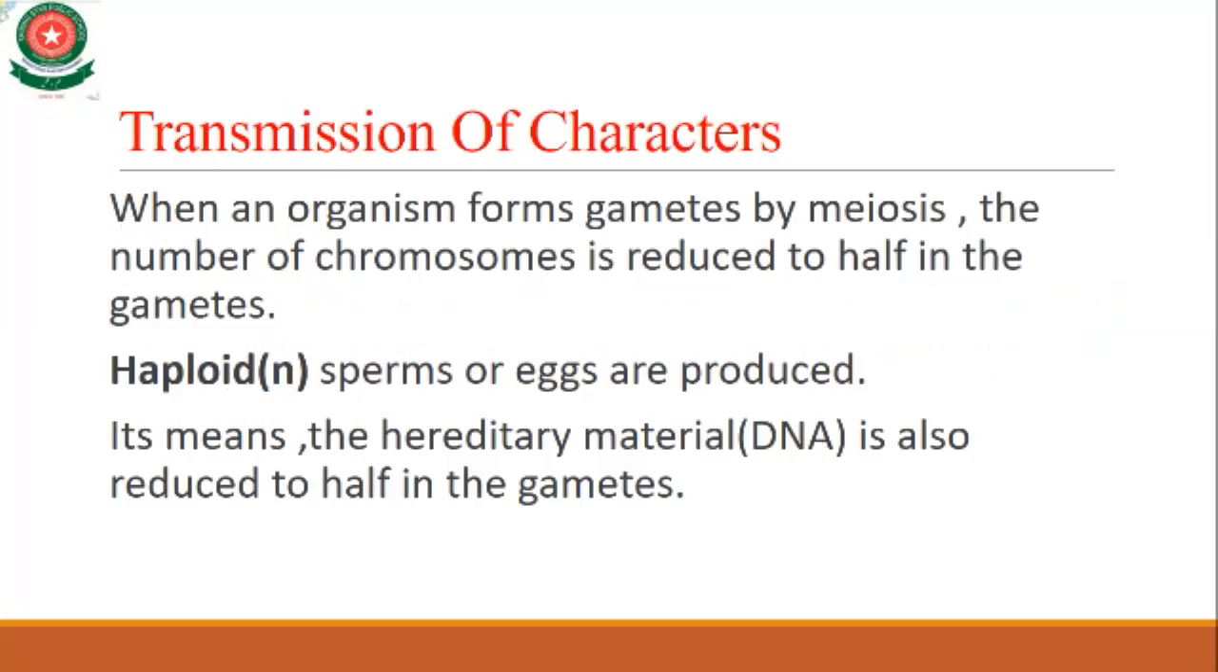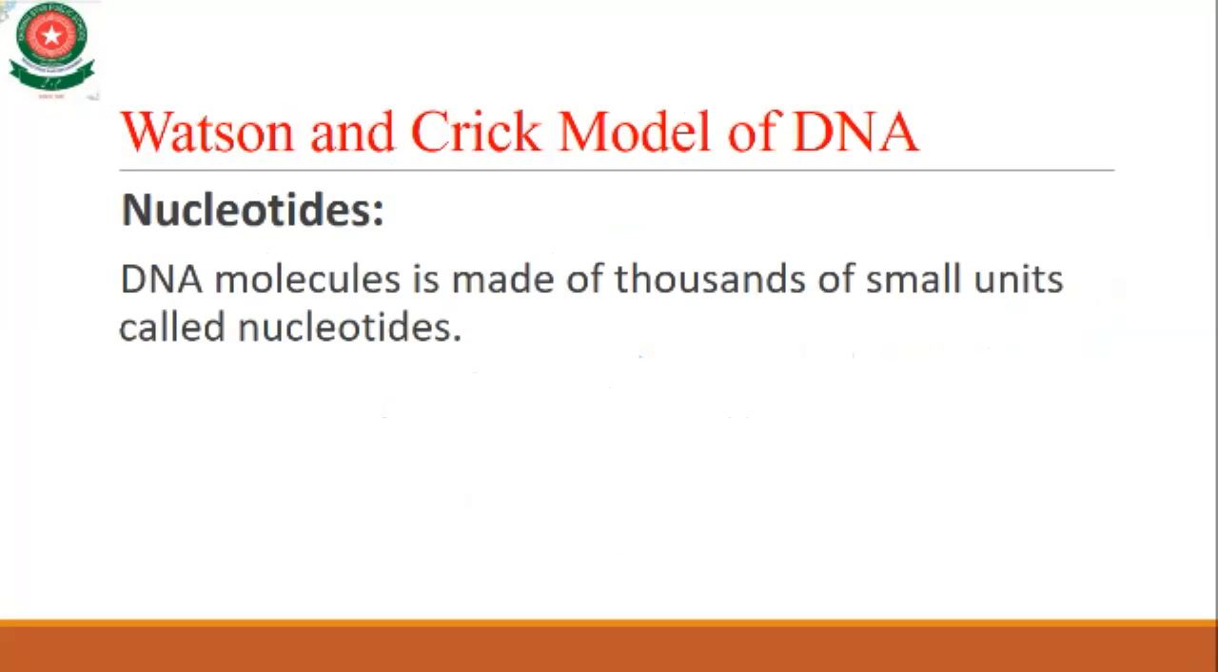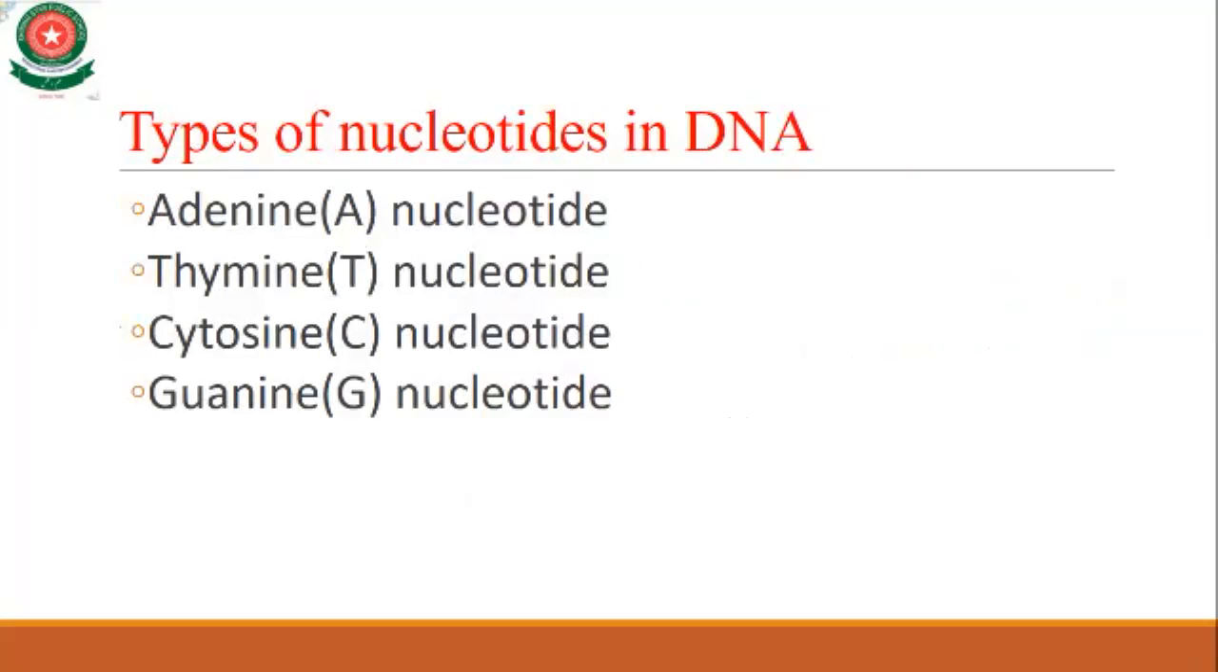Now we again discuss the Watson and Crick model. First of all, you know about the nucleotides. We discussed that the DNA molecule is made up of thousands of small units called nucleotides. Now we discuss how many types of nucleotides are in DNA. DNA means deoxyribonucleic acid. There are basically four types of nucleotides: adenine nucleotides, thymine nucleotides, cytosine nucleotides, and guanine nucleotides.